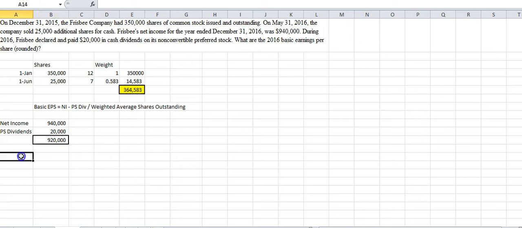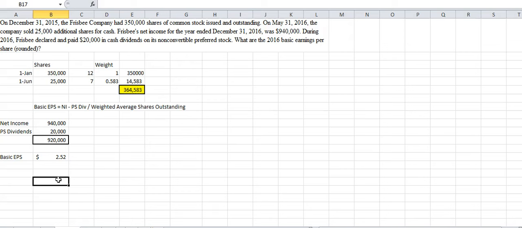Okay, so basic earnings per share, you apply the formula over here. Basic earnings per share is going to be equal to the 920 divided by the 364,583, and this should be a dollar sign, right? It should be $2.52 per share.